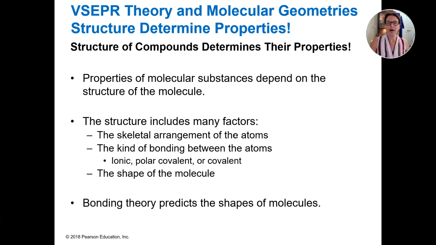So when we talk about skeletal structures or structures, we're talking about arrangement of the atoms, we're talking about types of individual bonds, and also the overall polarity. So as an individual bond, polar, nonpolar, ionic, but then what is it overall? So bonding theory is what's going to predict the shape of molecules. This one right here.